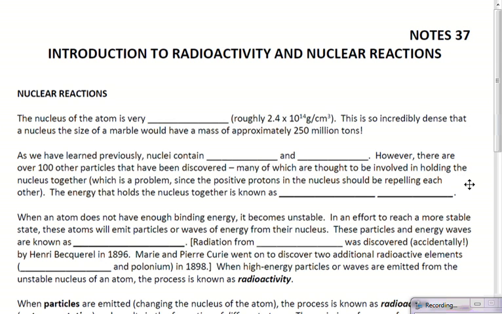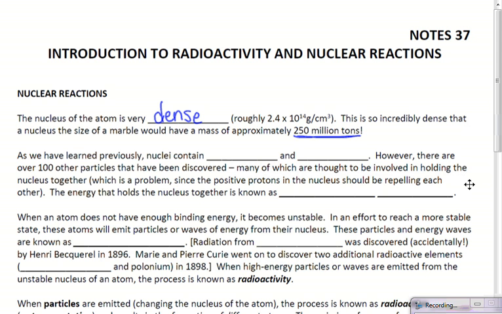When we talk about the structure of an atom, we know that the nucleus is small and dense. That means there's a lot of material packed into a very small amount of space, roughly 2.4 times 10 to the 14th grams per centimeter cubed. If you had a marble with the same density as the nucleus of an atom, that marble would weigh about 250 million tons. So there is a lot of material packed into a very small amount of space.